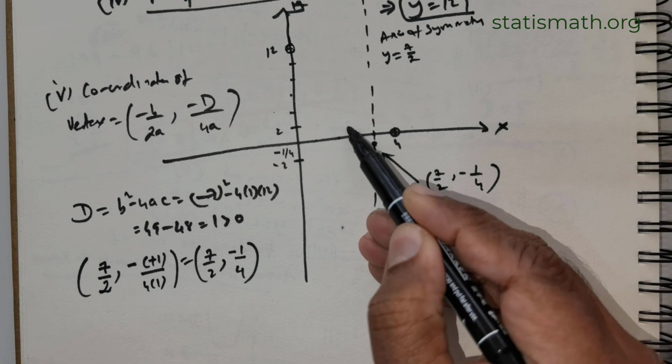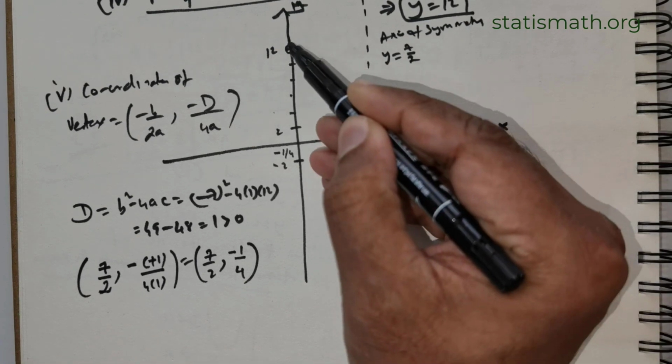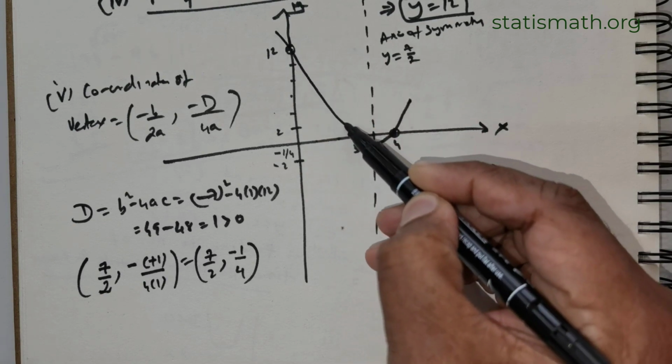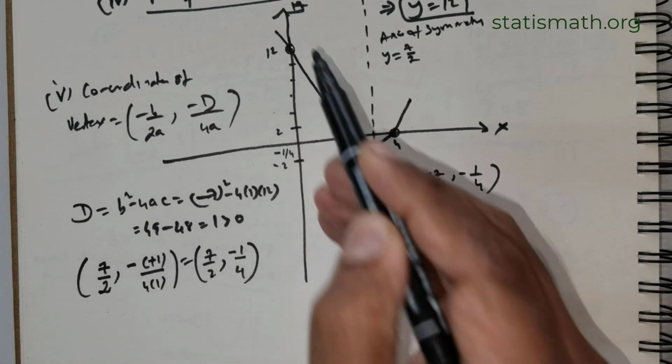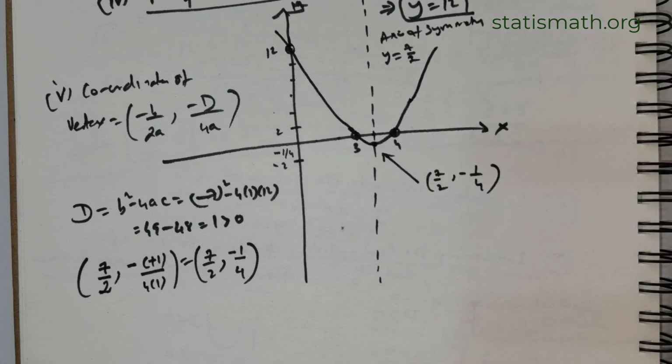So the graph will actually touch this and move up, and it will hit the y-axis at 12, and it's going up. It will just go up.